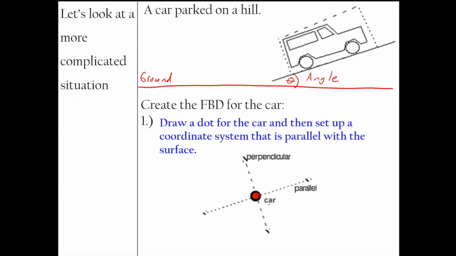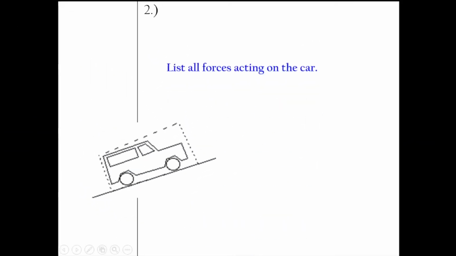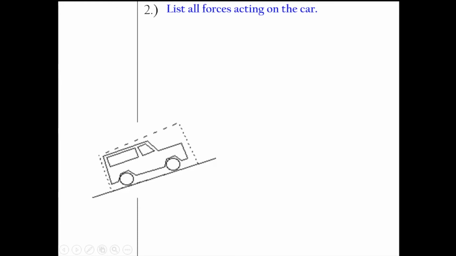And then we want to set up a coordinate system that is parallel with the surface. So in this problem, the surface is right here. As you can see, my coordinate system is parallel with that surface, and parallel just means that they're both going in the same direction. The first thing we want to do when approaching a problem like this is list all the forces acting on our object. In this case, that object is our car.